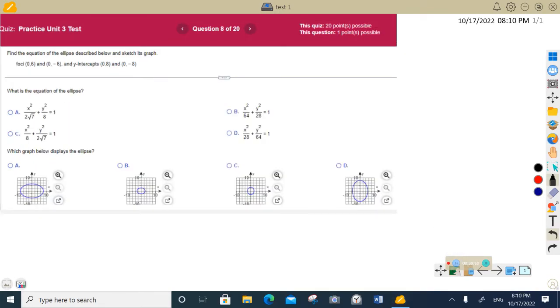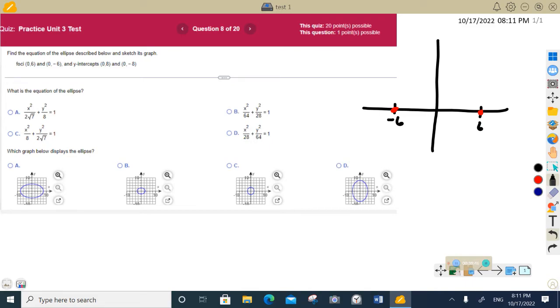Okay, question 8. Find the equation of the ellipse described below and sketch its graph. I would first start by sketching a graph. So it's giving you the foci and the y-intercept. So let's see what this is looking like. 6 and negative 6, let's just say this is negative 6 and this is 6. Those are the foci. So those are the points on the inside of this ellipse. Now your y-intercepts are going to be your other vertices.